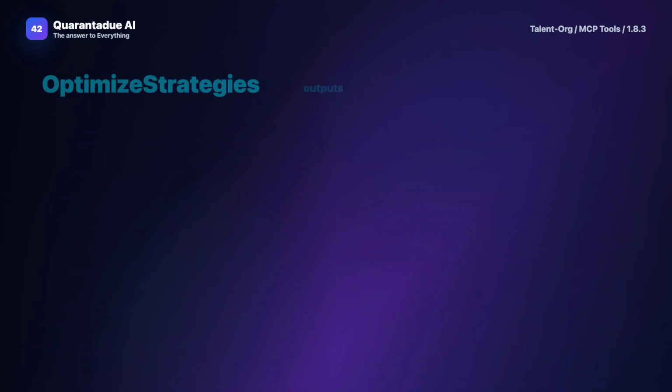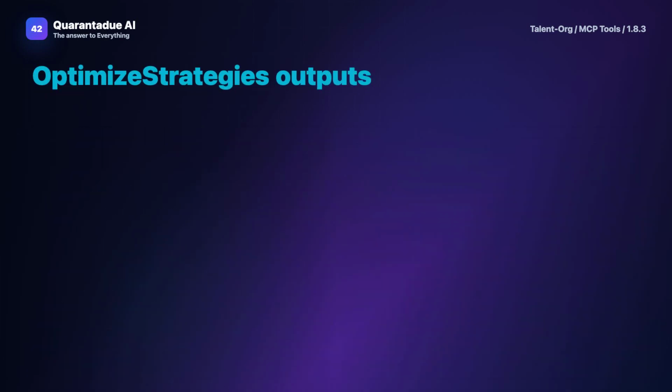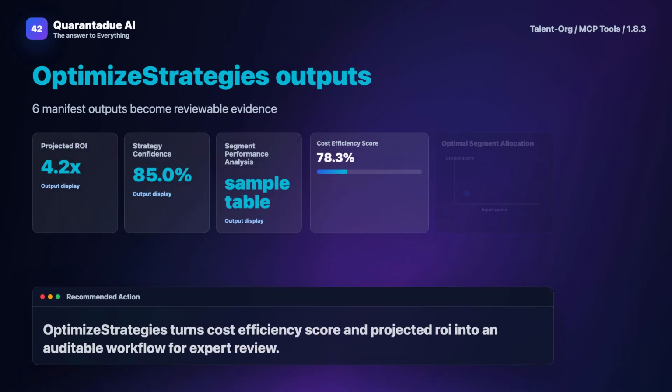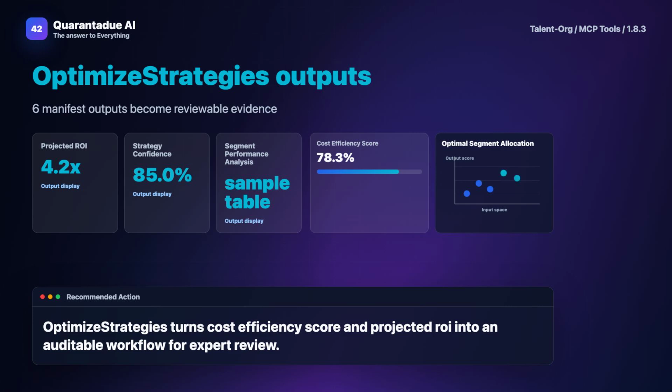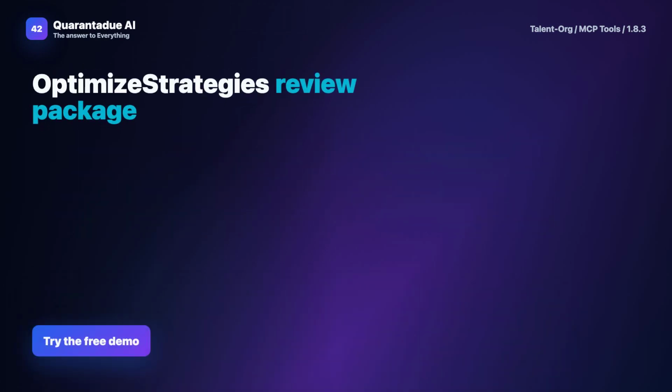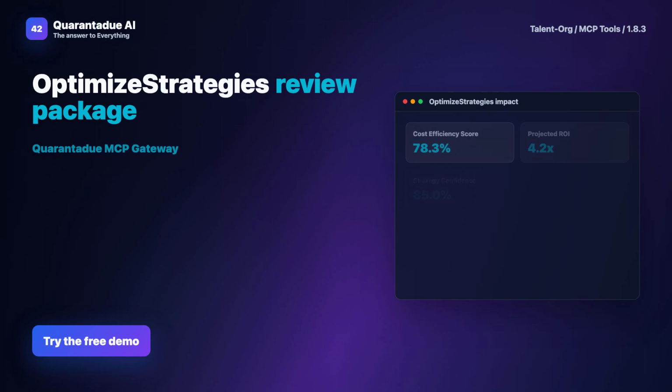This keeps the process deterministic, reviewable, and aligned with how talent org teams actually make decisions. Optimized Strategies returns structured outputs such as cost efficiency score, projected ROI, strategy confidence, optimal segment allocation, and segment performance analysis. These outputs are designed to support review, reporting, comparison, and follow-up actions.